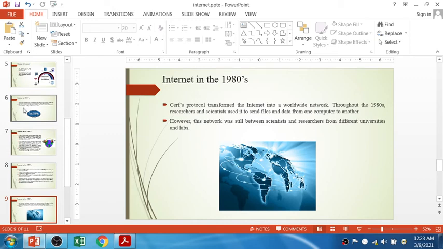In the 1980s, the TCP/IP protocol transformed the internet into a worldwide network. Throughout the 1980s, researchers and scientists used it to send files and data from one computer to another. However, this network was still between scientists and researchers from different universities and labs.